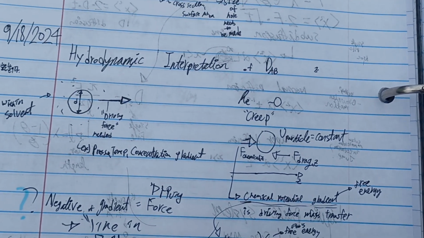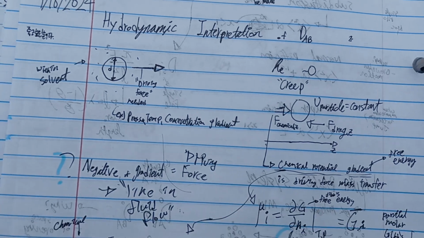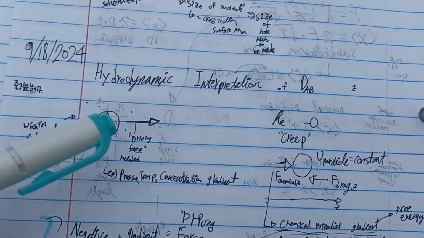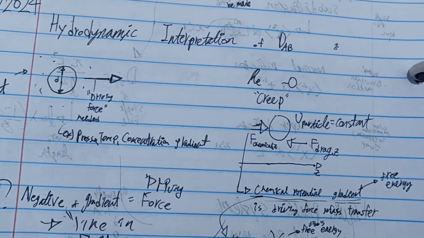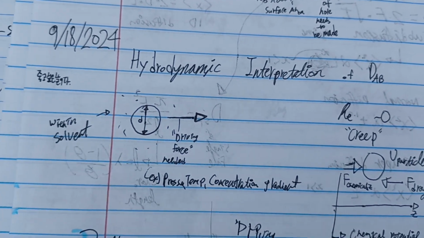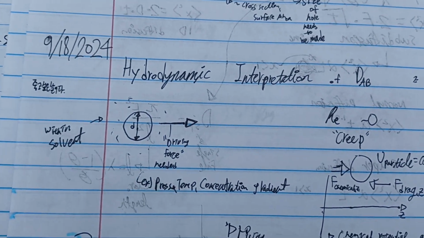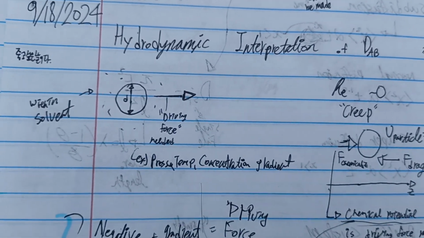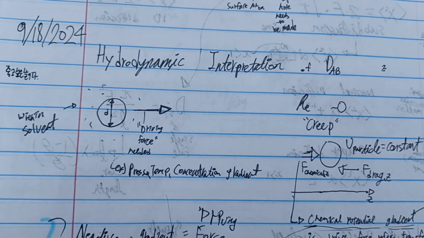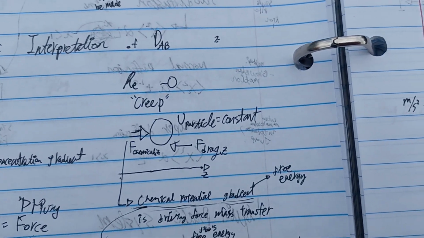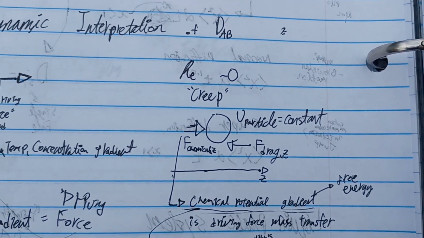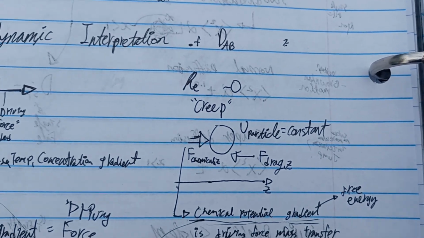So today's lecture was about the hydrodynamic interpretation of the diffusivity, where a particle A is in a solution B. If you think of this particle in some sort of solvent and it is moving, we need some sort of driving force, and that could be pressure, temperature, or concentration gradient, and it could be electrical, magnetic, etc. In the case where the Reynolds number is really low, approaching 0, we call it creep flow.